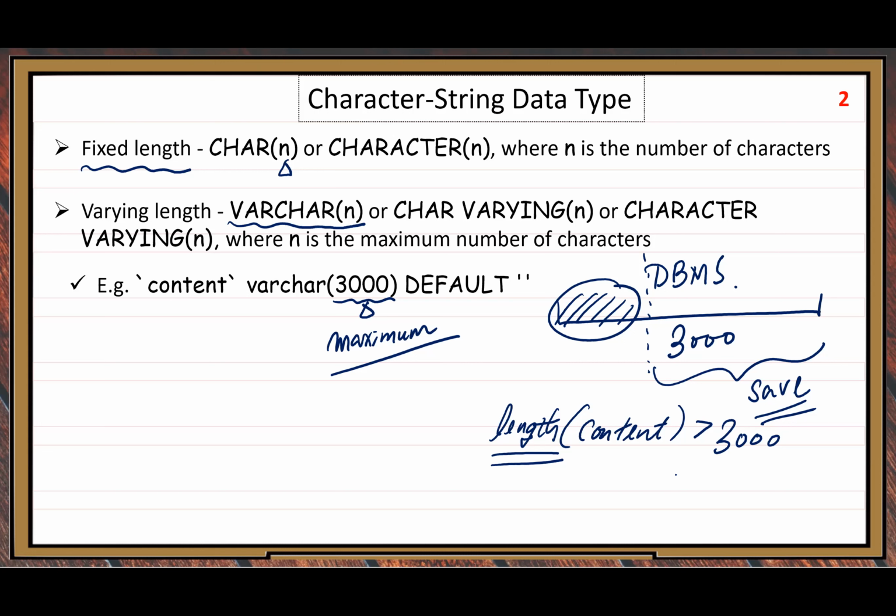In this case, truncation happens: only the first 3,000 characters are taken, and the remaining part is truncated and thrown away. You will lose data. So you should be very careful when you set that upper limit. If you set it too small and truncation happens, you need to protect your data.